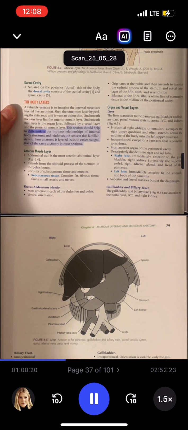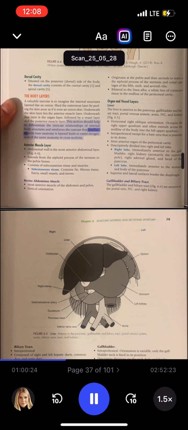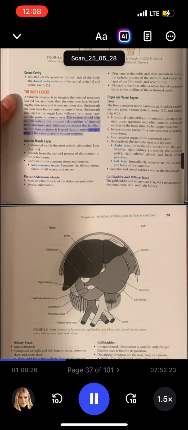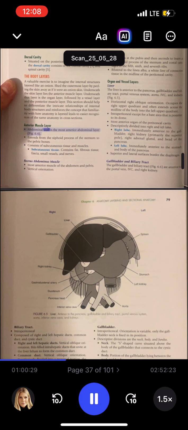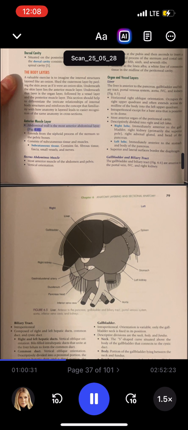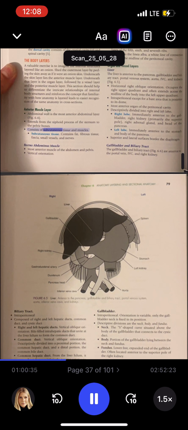This section should help to differentiate the intricate relationships of internal body structures and reinforces the concept that familiarity with how anatomy is layered leads to easier recognition of the same anatomy in cross sections. Anterior muscle layer. The abdominal wall is the most anterior abdominal layer, Figure 6.4, and extends from the xiphoid process of the sternum to the pelvic bones. It consists of subcutaneous tissue and muscles.